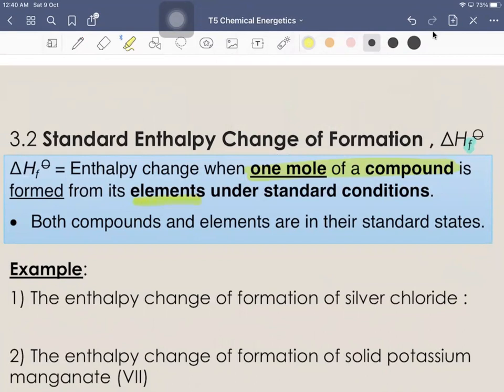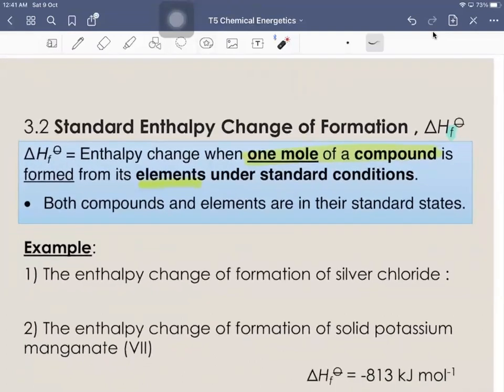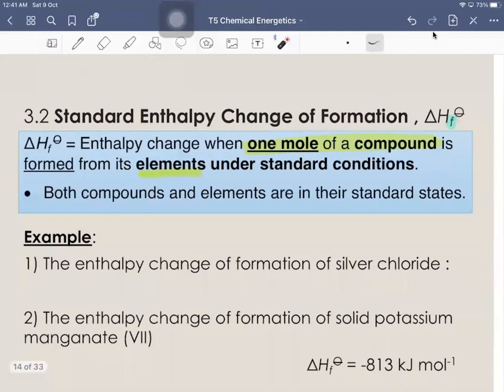Okay, so under standard conditions, you don't have to memorize that. If you see the symbol, you just automatically know that is the standard condition symbol. Okay, both compounds and elements are in their standard states. So that means they're the standard state at room temperature, right? So what do I mean by this? Let's have a look at the equation, right? So this example requires us to write down an equation for the enthalpy change of formation of silver chloride.